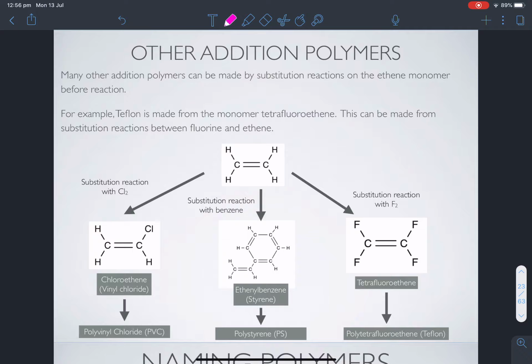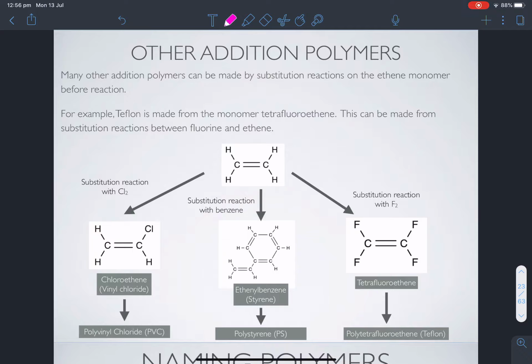Okay, video number 2 in polymers. What we're going to do is look at some reactions that can occur with ethene to make it into different monomers to then make it into different polymers. And these different polymers are from the last syllabus chapter, the syllabus dot point. Let's find it here in yellow.